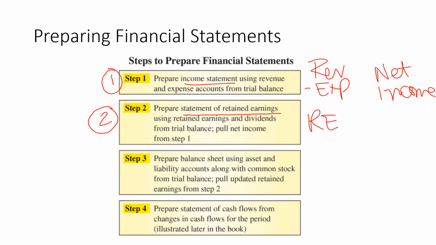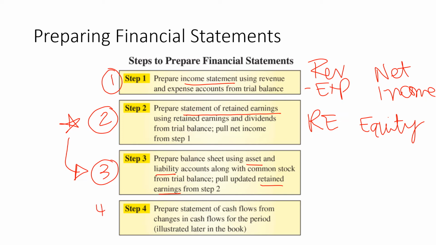So you're looking for that ending retained earnings balance, which is equity that you have to move forward to the balance sheet. Remember, the balance sheet shows assets, liabilities, and equity, which is the retained earnings. So you have to prepare the statement of retained earnings before you can move on to the balance sheet. And then finally, you prepare a statement of cash flows, which we don't really talk about in this chapter. So primarily, you need to remember that it's the income statement, then the statement of retained earnings, and then the balance sheet.